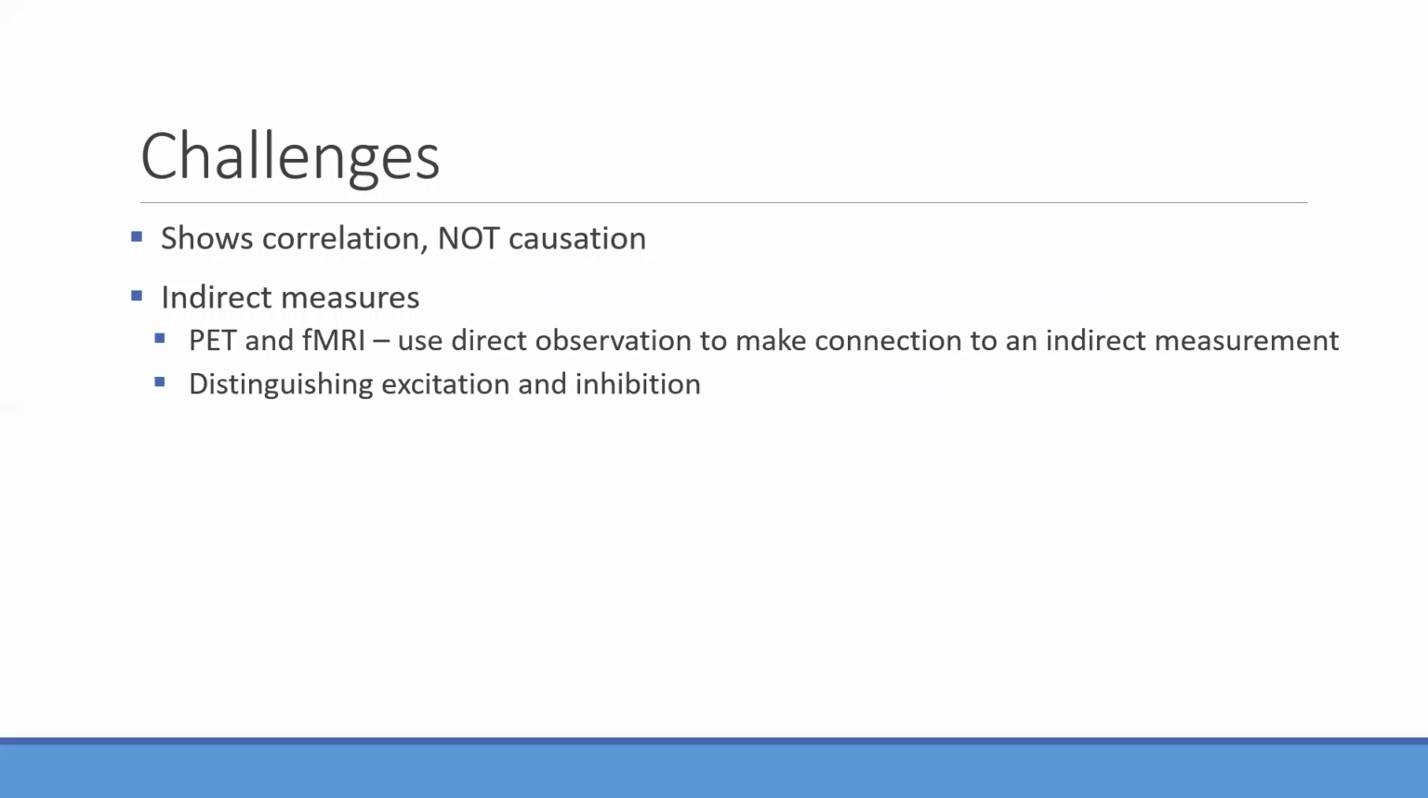Then we have some indirect measures. With PET and fMRI, we are directly observing some sort of response or signal, but then we have to connect it to an indirect measurement. So for example, we can observe a BOLD signal, but then we have to connect it to brain activity in that area. We also have the issue of distinguishing excitation and inhibition. We can't really do that with these techniques because they only show activity changes in the brain, but they don't show what kind of activity change, so we don't know whether areas are being excited or inhibited.